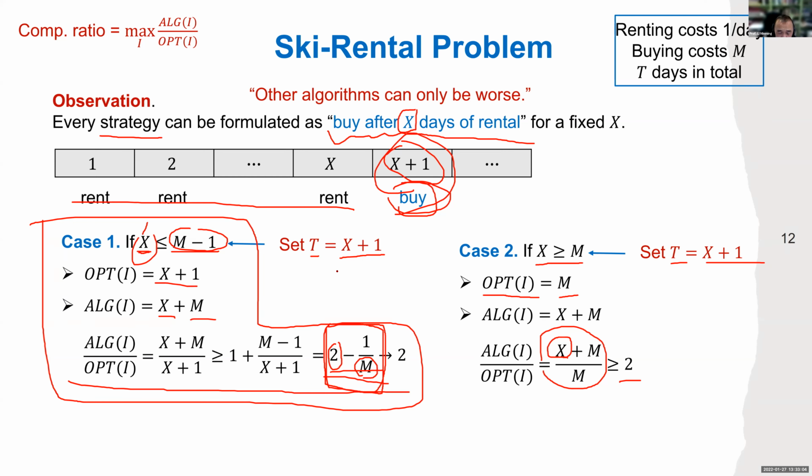And then Ian asked why this one is 1, 2 minus. Okay, so that's because x is less than or equal to m minus 1. So the whole thing here is larger than or equal to 1 plus, m minus 1. So you replace x by m minus 1. It will become even smaller. And that will give you 2 minus 1 over m.